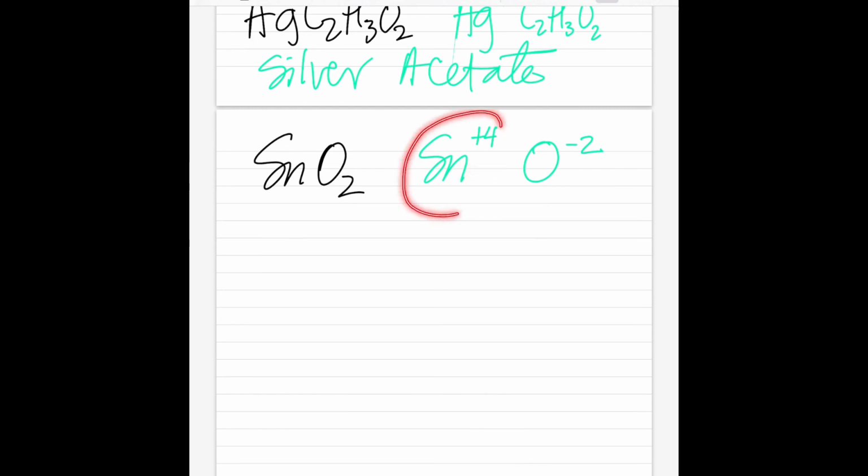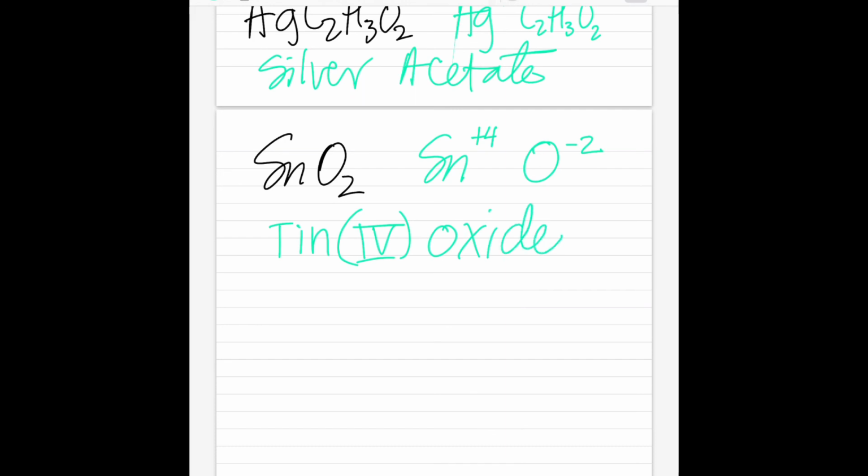Now, this was important that we figure this out because 10 has more than one option, which means it's highlighted, which means we need Roman numerals. Had you gone with +2, it would have been wrong. So the answer is 10 +4 oxide. Had you put 10 +2, then it would have been wrong. We figured out that it was plus 4.